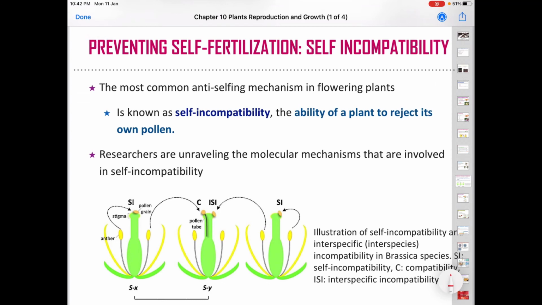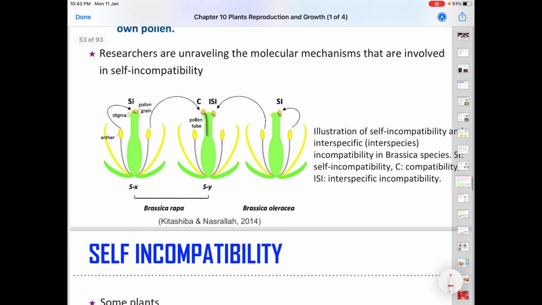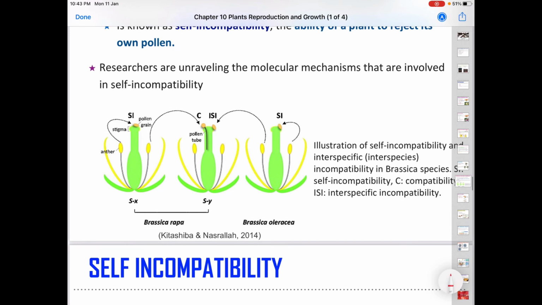The most common anti-selfing mechanism in flowering plants is called self-incompatibility, meaning they do not want to do self-fertilization. Self-incompatibility is the ability of a plant to reject its own pollen. So researchers have unraveled the molecular mechanisms involved in self-incompatibility. Besides the insect, besides the characters of the flowers that they produce, there are molecular reasons behind this.